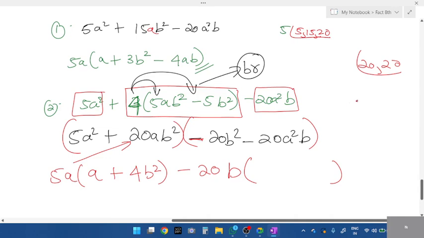Now, how do you find the remainder? Take 20b square divided by minus 20b. Minus and minus gets cancelled. 20 and 20. What is b2 minus b1? B. Not b square, just b. Next up, divide this.